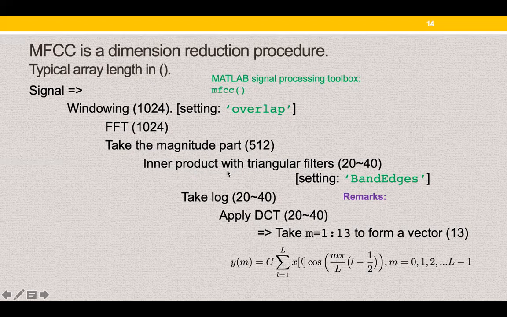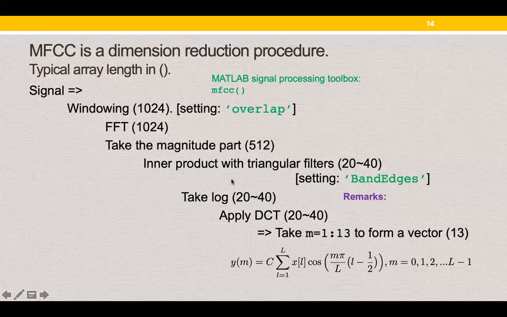Then, as I mentioned, we perform an inner product with 20 to 40 triangles. What we get is the Mel energy. We call the result the Mel energy for band 1 to band 20, or band 40. Let me also mention that in Matlab, there is a property that goes with the mfcc function that specifies how many filters there are in this step. Band edges, please check the help.